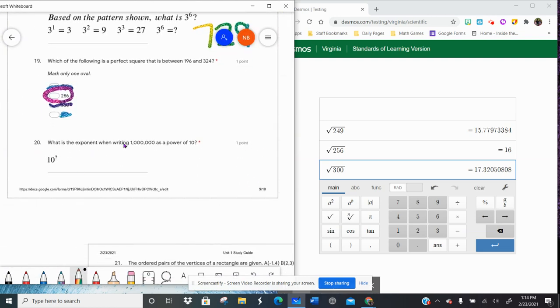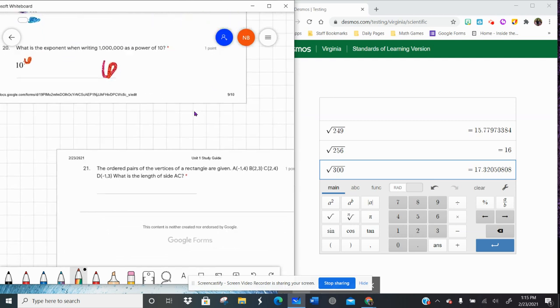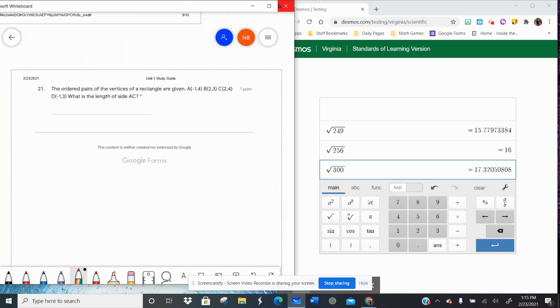All right, what is the exponent when writing 1 million as a power of 10? Let's think back to powers of 10. Remember that rule: the number of zeros tells us what the exponent should be when our base is 10. So our base is 10. What's the exponent? Let's count the zeros. 1, 2, 3, 4, 5, 6. The exponent should be 6. I would write it 10 to the little 6 up there. Exponent is 6.